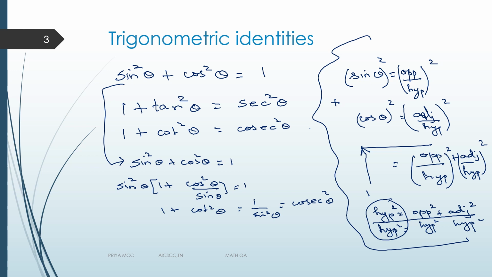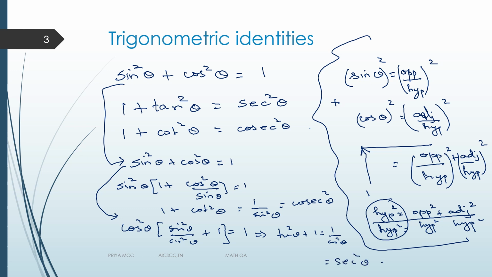Now, if you want the other identity, what should you do? Again, take this and you take the cosine square outside. Then you would get sin square theta divided by cosine square theta plus 1 is equal to 1 by cos square theta. This implies tan square theta plus 1 equal to 1 by cos square theta, which is your secant square theta. So the basic three identities 1, 2 and 3. Okay. If you want, you learn it as an identity or learn only the first one. The other two can be derived from the first one.